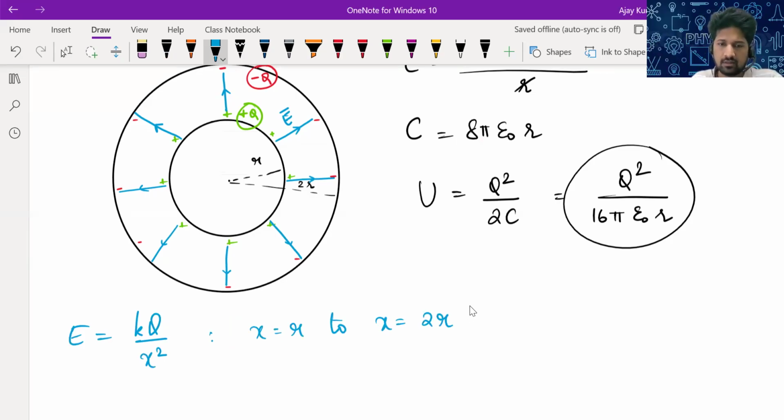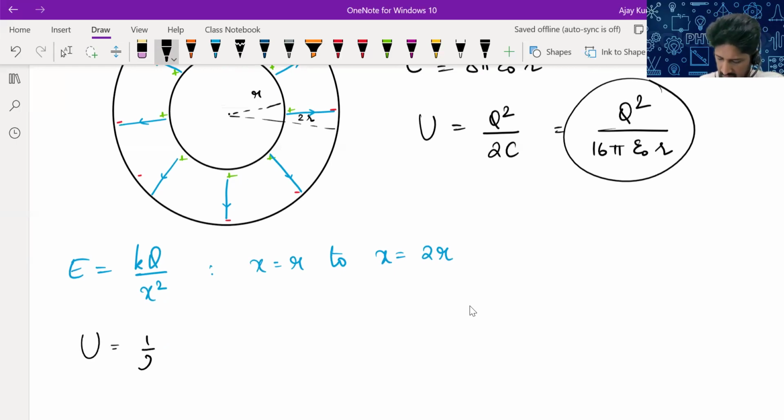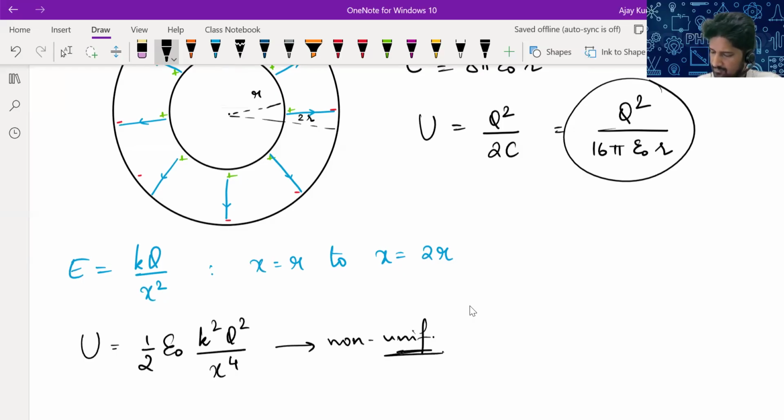Now we know the energy density in an electric field is half epsilon naught E square. So the energy density here will be half epsilon naught, and when you square this field, it becomes k square q square by x power 4. Clearly a non-uniform energy density. We want to find out the total energy using this energy density. Now this energy density varies with what? It varies with distance from the center.